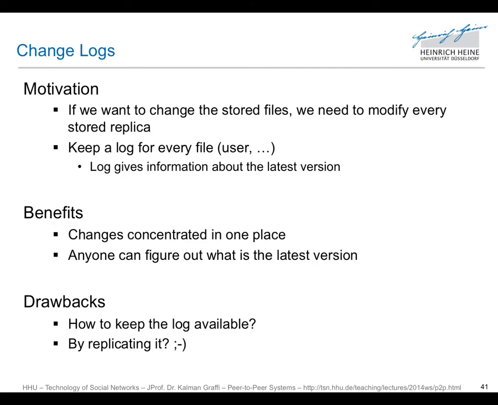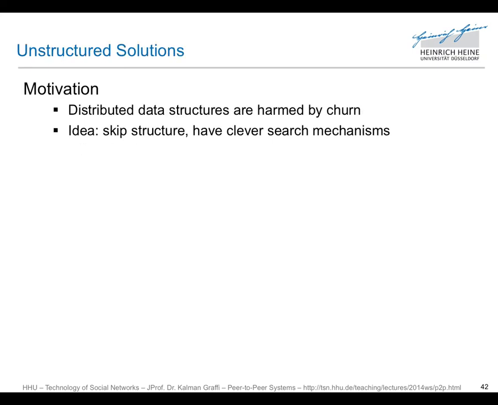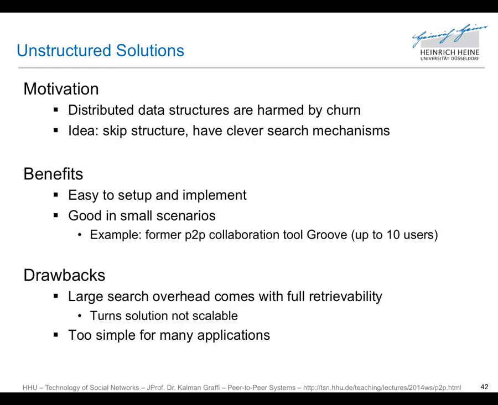The problem here is, okay, how to know which, because the log always changes, so it's the same problem that we have here. We want to modify it. Should we have a log for the log? Should we replicate it? And then we again have the same issue. So there are different goals, different meaningful extensions to what is needed for P2P file storage, but there are also some good challenges. And if you have some unstructured solutions, there are also some easy solutions for that.